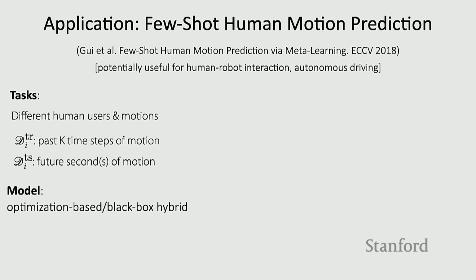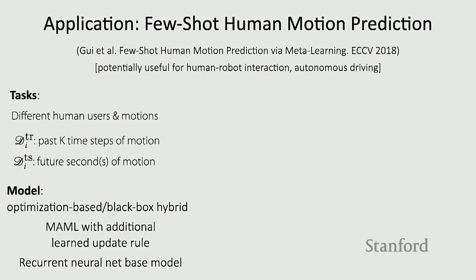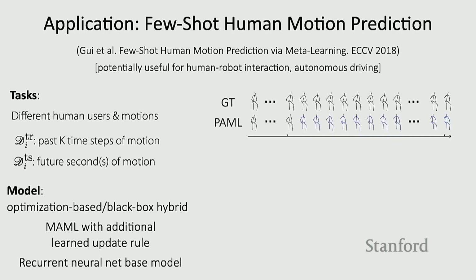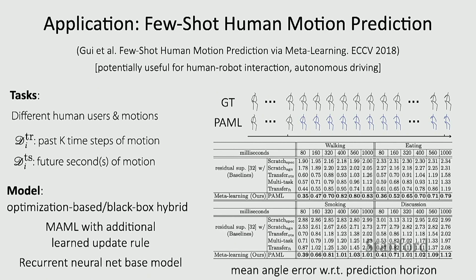They use a kind of hybrid of an optimization-based approach and a black box approach. In particular, they use MAML with this additional learned update rule. And their base model was a recurrent neural network because it needs to take as input the previous time steps of motion. This is kind of what their model looks like, where it is adapting to the previous time steps of motion and then predicting the blue figures into the future. And here's a snapshot of the results, which they find that doing some form of transfer learning or learning from scratch doesn't perform as well as their meta-learning process.